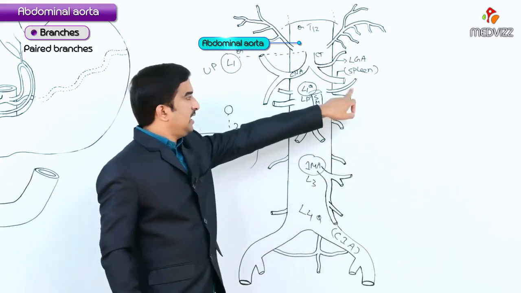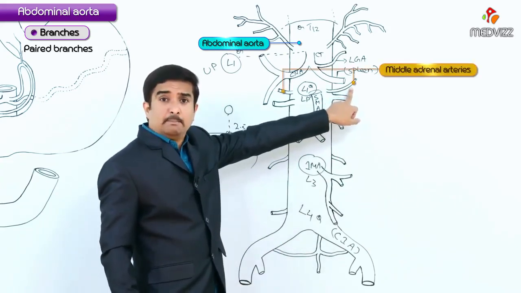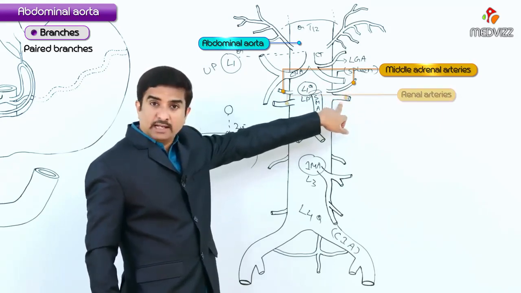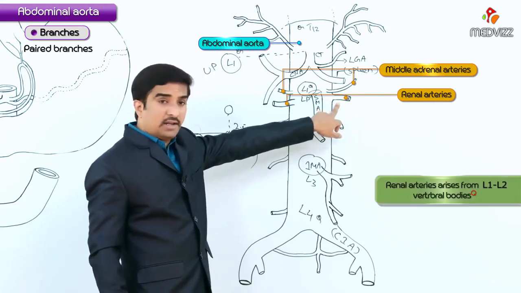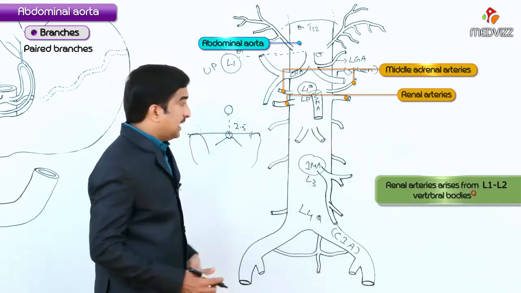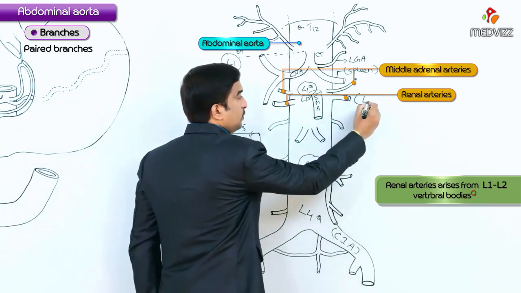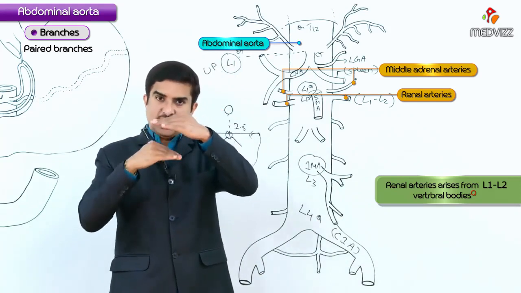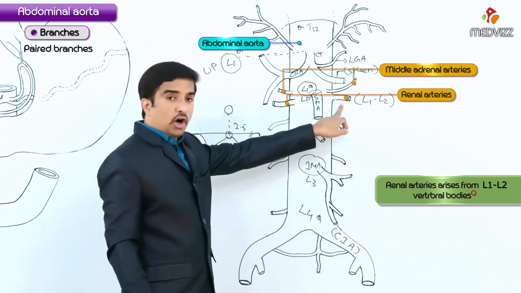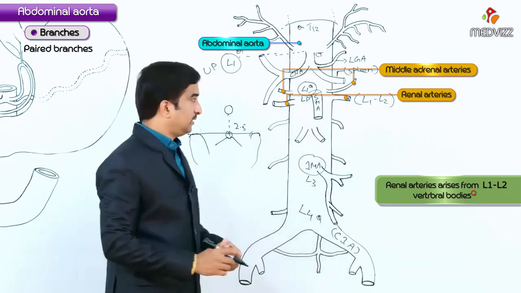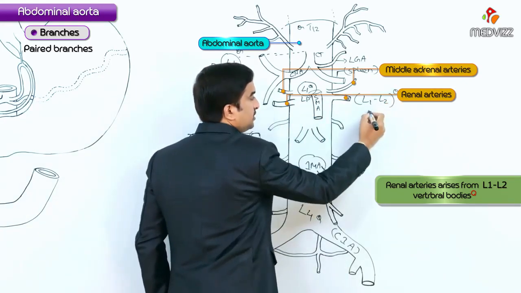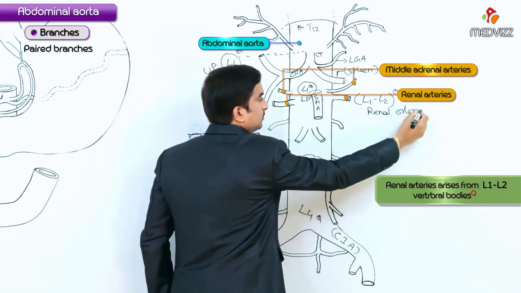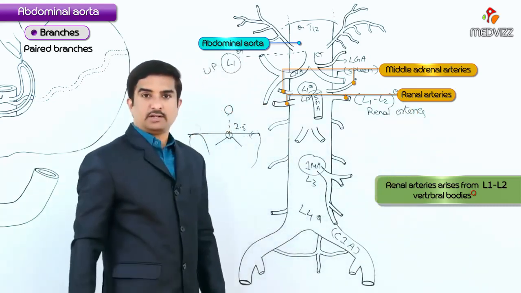The first one, as you can see here, is the middle adrenal arteries. Next is the renal arteries. Renal arteries origin can be represented as between the vertebral bodies L1 to L2. So between the vertebral bodies of L1 to L2, we can say is the origin of the renal arteries. So this is an important MCQ point. So L1, L2, we can represent as the origin of the renal arteries.